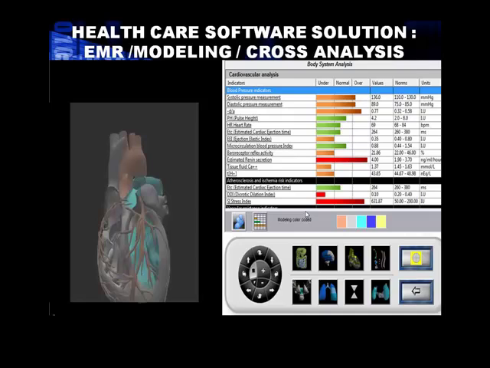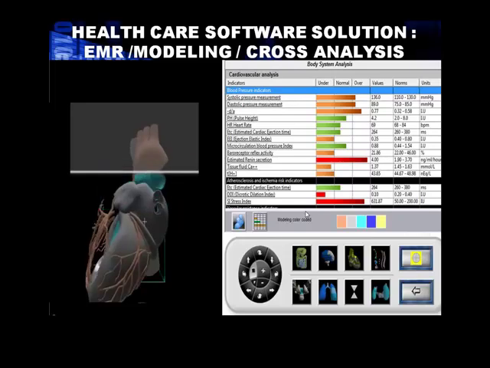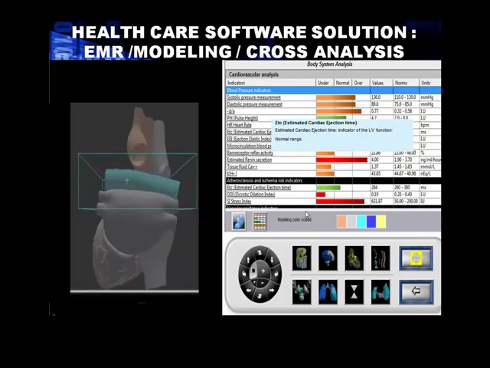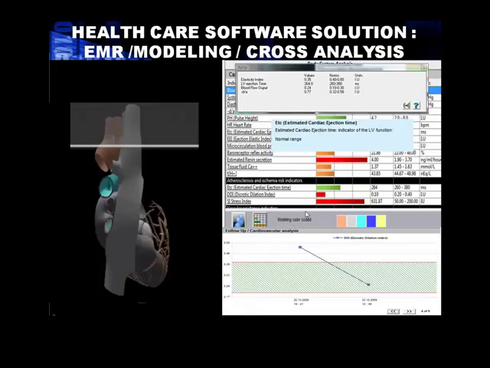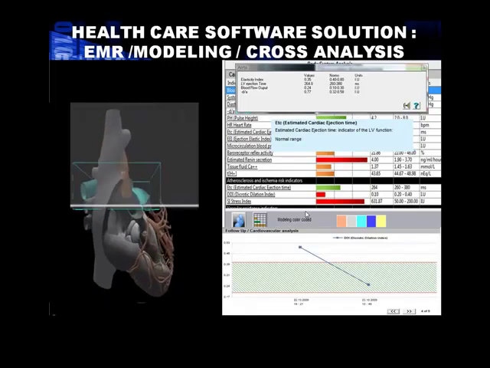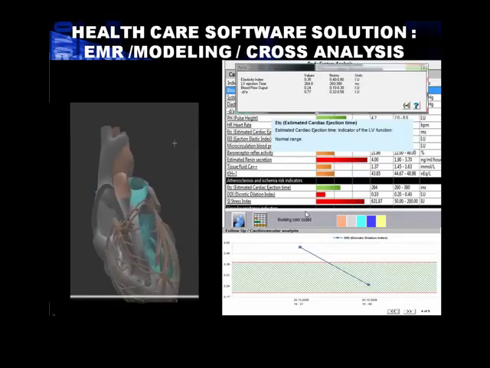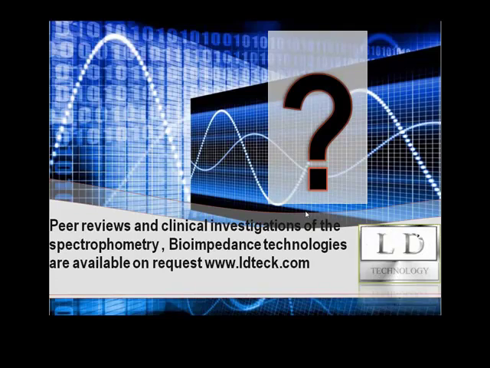The healthcare software solution is an electronic medical record to manage, to model, and to cross-analyze the LD medical products results, and to evaluate the signs, symptoms, dysfunctions or diseases from the homeostasis process, which is another way, in adjunct to the lab tests and imagery. Peer reviews and clinical investigations of the spectrophotometry and bioimpedance technologies are available on request on the website www.ldtech.com.